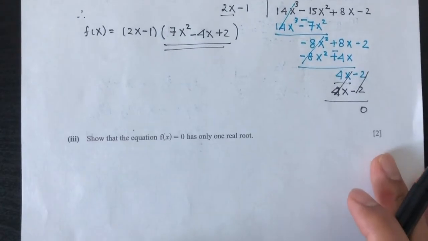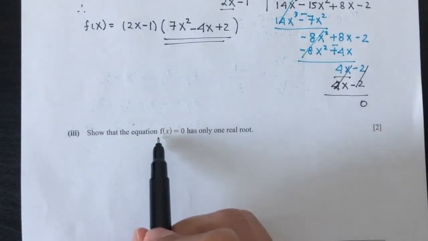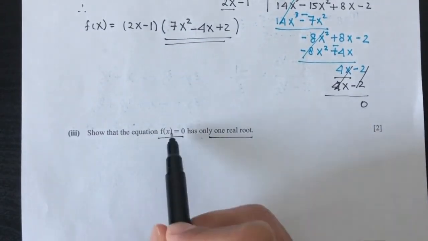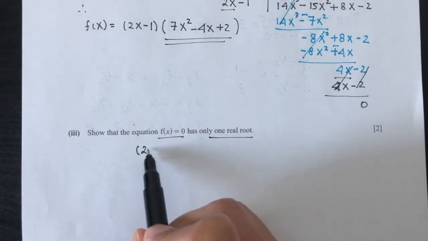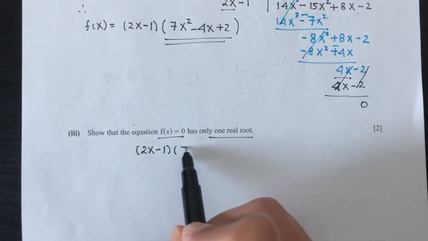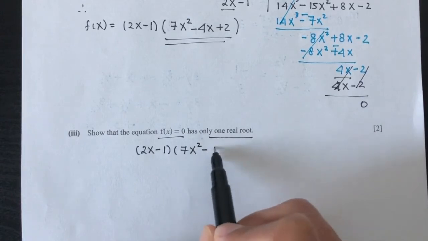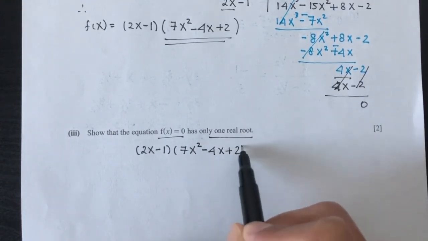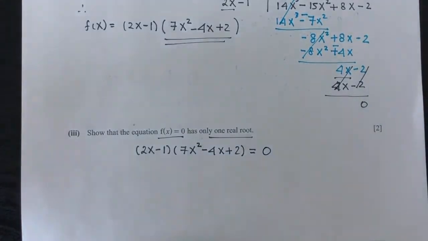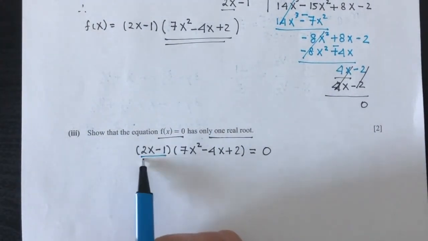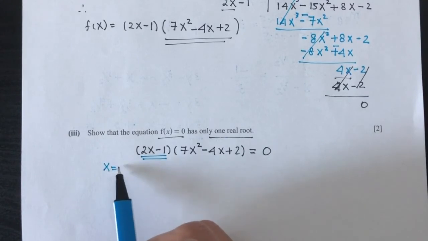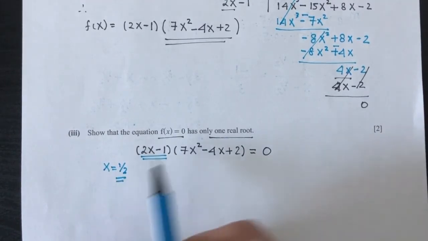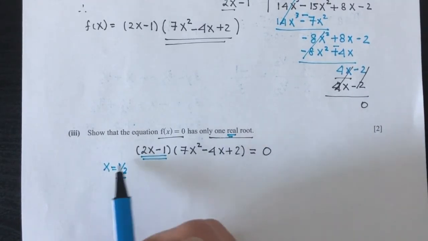That is part 2. Now part 3, show that this equation has only one real root. So this is f of x is equal to 2x minus 1, then we have 7x squared minus 4x plus 2, supposed to give you 0. Now the one root is obvious. This is your value for your real root. X is equal to half. Half is a real number. That is your real root. So you have to show that this is the only thing you can have for this equation.